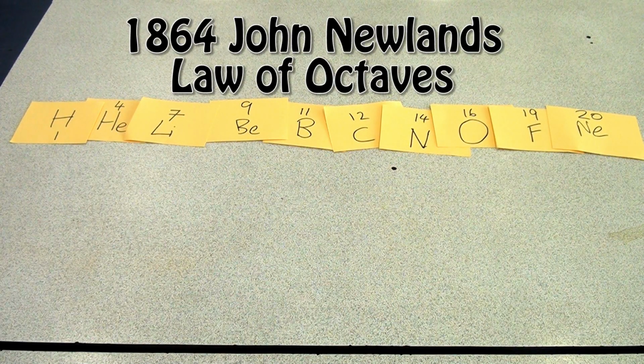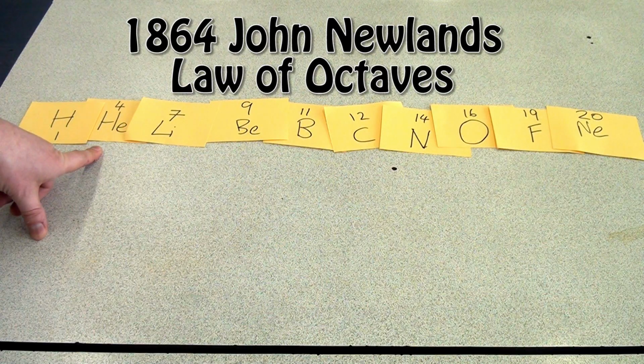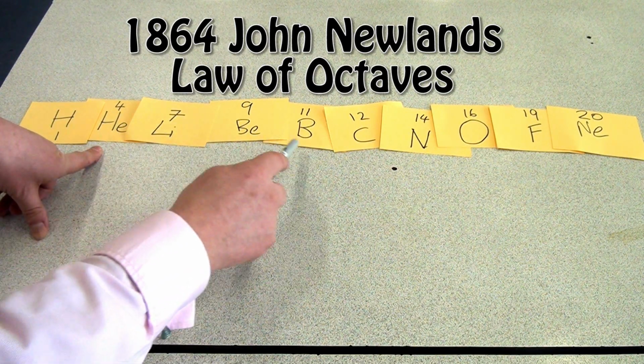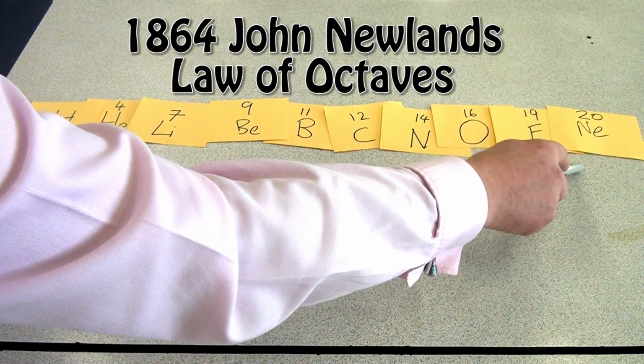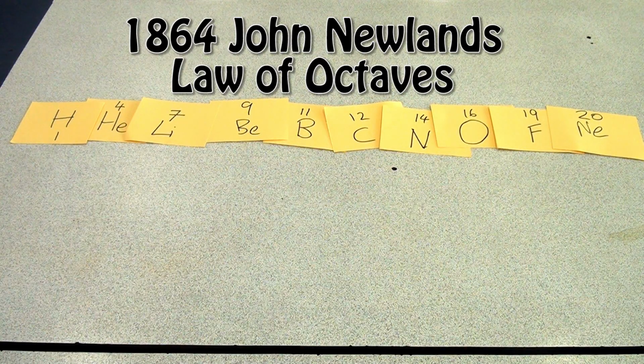In 1864, John Newlands went back to ordering the elements in order of their atomic weight. And when he did that, he noticed every 8th element was similar to the element 8 before it. So for example, if we start with helium, which we now know is an unreactive noble gas, and count on 8, 1, 2, 3, 4, 5, 6, 7, 8, we get to neon, which is another unreactive gas. And he saw this repeating in several areas.